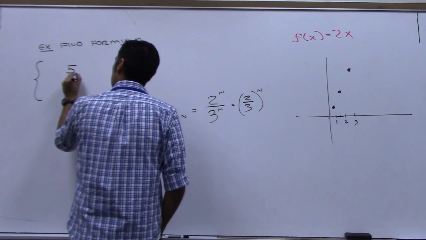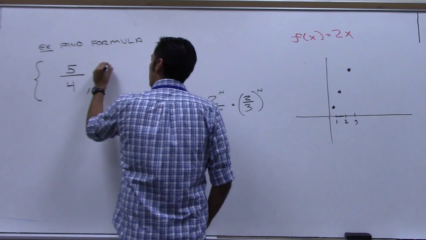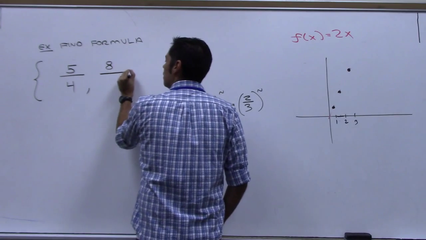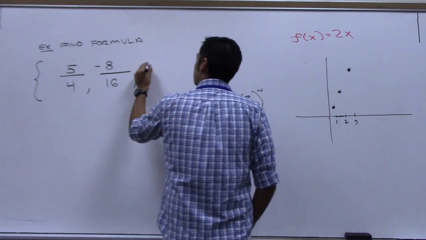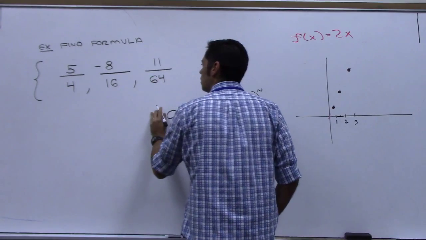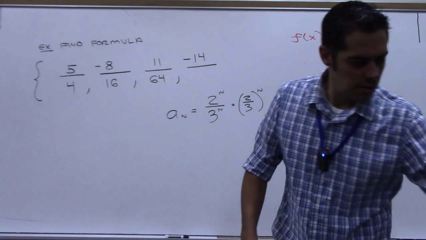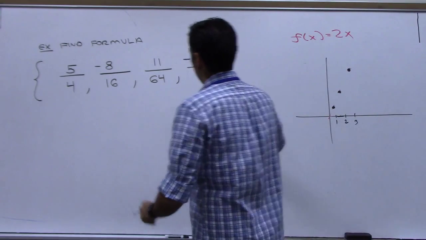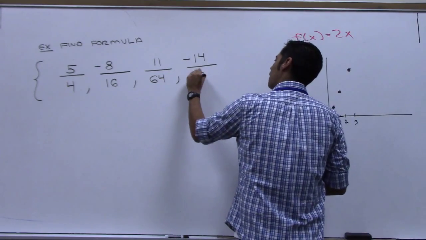5 over 4, 8, oh, negative 8 over 16, 11 over 64, negative 14 over, what is that? Got to make sure I get my math right here. I don't want to send you with something that's not going to work. Yeah, 256.